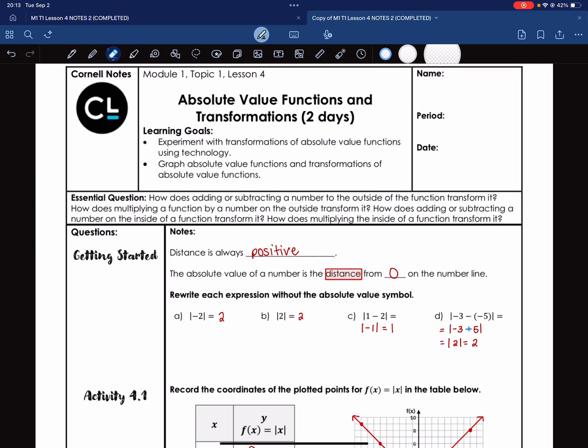So we have already answered the first 2 essential questions in part 1. So if you need to go back to watch that, go back and watch that. Today we're going to focus on the last 2 questions.